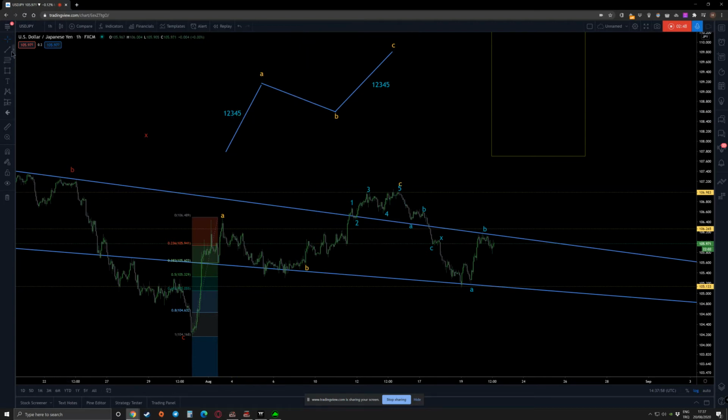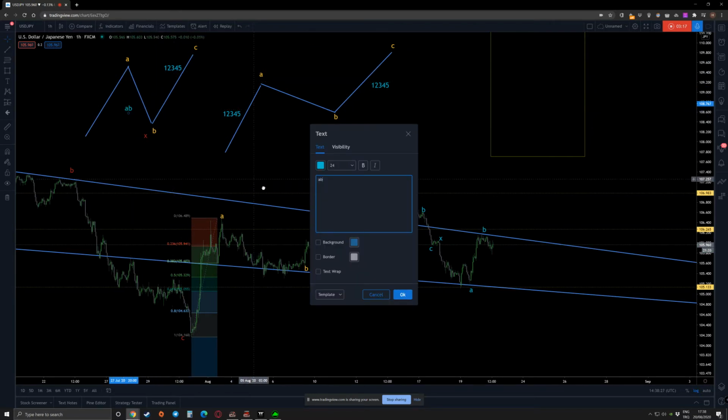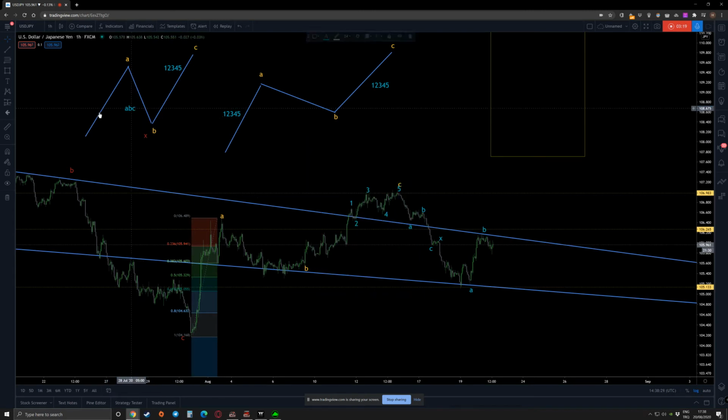For example, if this pattern was a flat, then we would have a retracement of a B wave that is more than 618, and these are the two differences between a zigzag and a flat. Here we would have 1, 2, 3, 4, 5 as a C wave of a flat. Here we would have an ABC as a wave B, and also an ABC for a wave A. Now look at the difference.